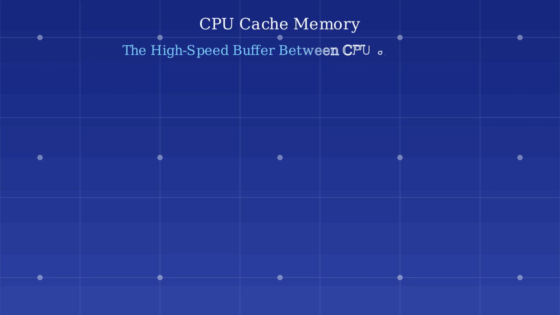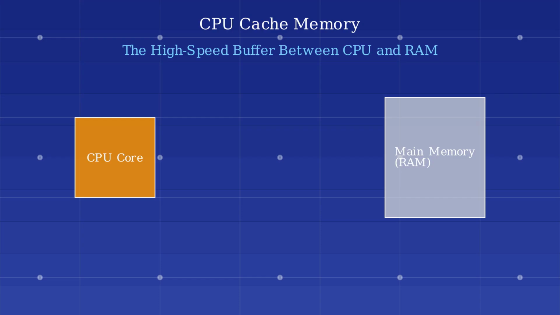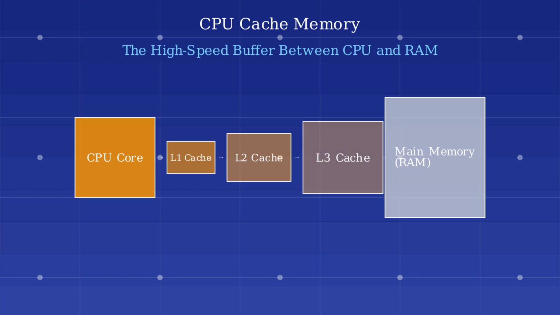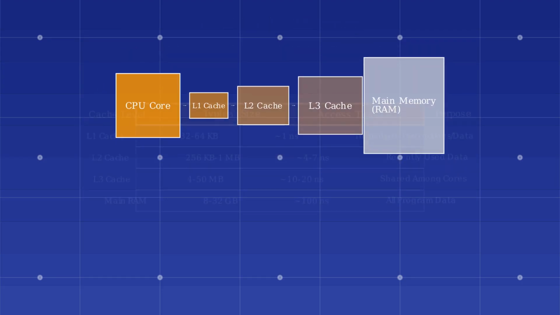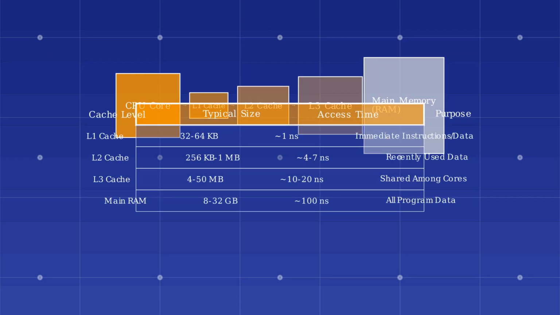CPU cache memory serves as a high-speed buffer between the processor and main memory. It significantly reduces data access times by storing frequently used data closer to the CPU. Cache memory is organized in a hierarchy of levels, L1, L2, and L3, with each level providing different capacity and speed trade-offs. Let's examine the specifications of each cache level.